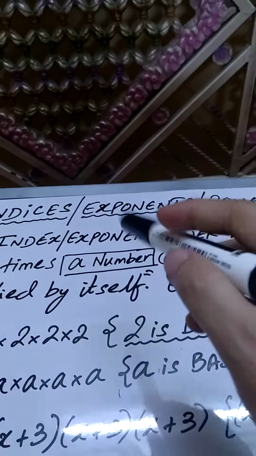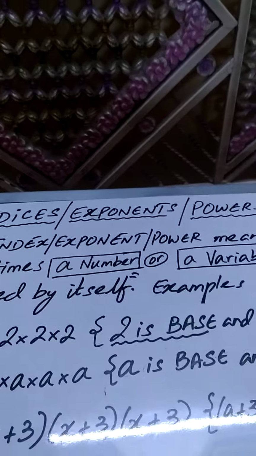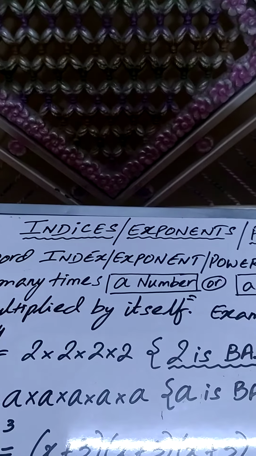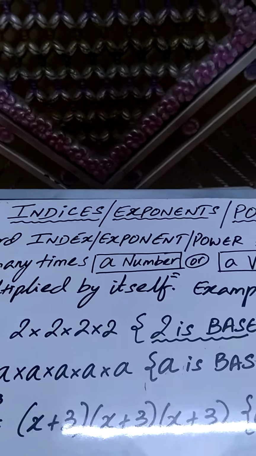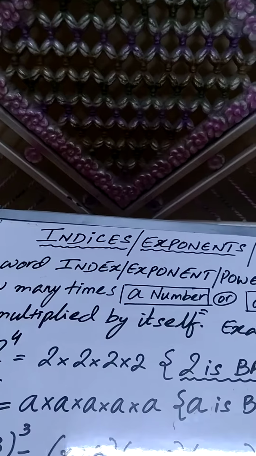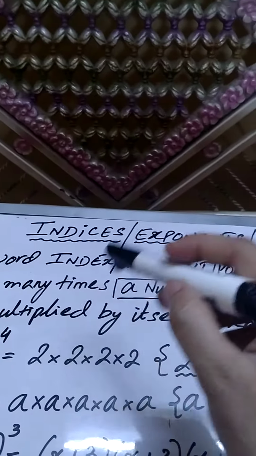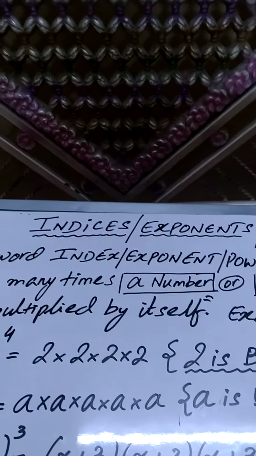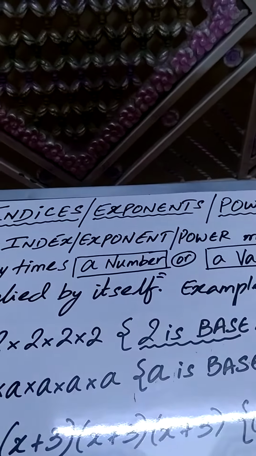You did this thing, exponent, index, power, in grade 6 also, in grade 7 also. In book 1 you did factors and multiples. So when you're finding the prime factorization, mostly you write prime factorization in index form. So index is exponent and it is also power. So whether we say index, exponent or power, it means the same.